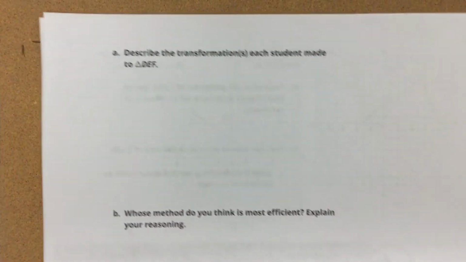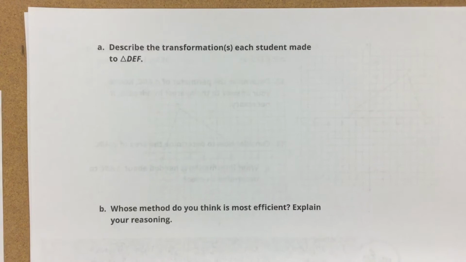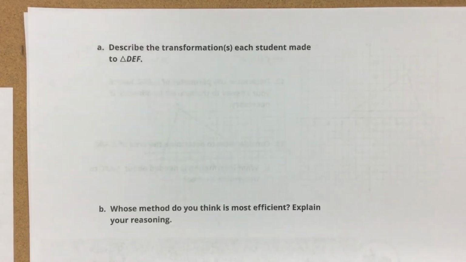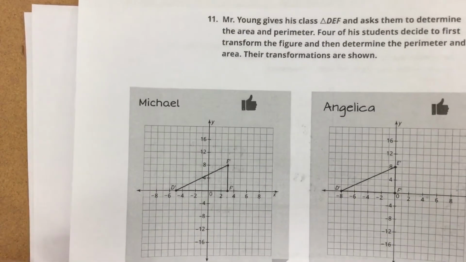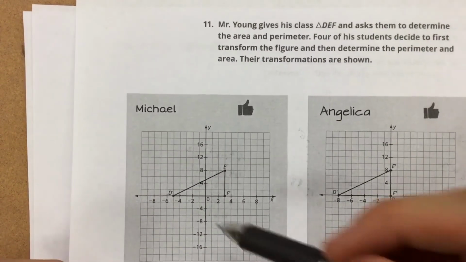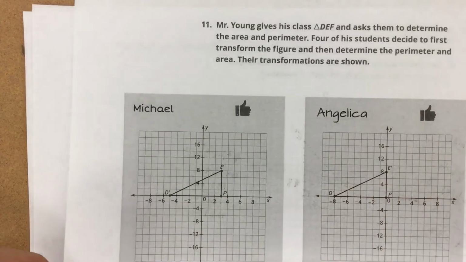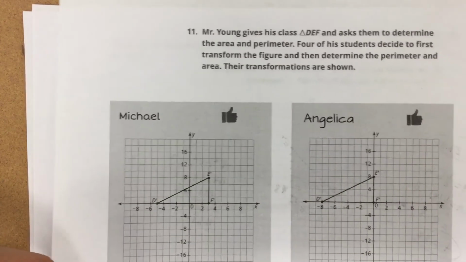Now I'm going to look at this next part. This is still question 11. It says describe the transformations each student made to triangle DEF. Quick reminder, here was DEF. Now we want to see how each student translated those. It looks like Michael's is higher up on the coordinate plane than the original one. So I would need to know how much.